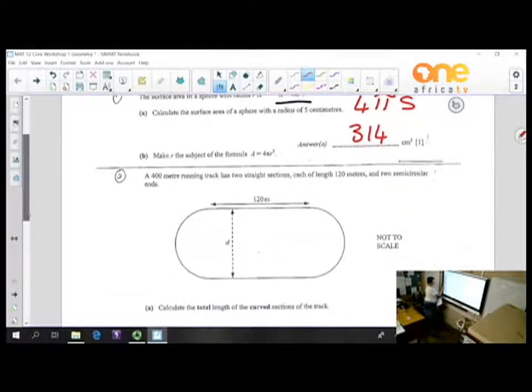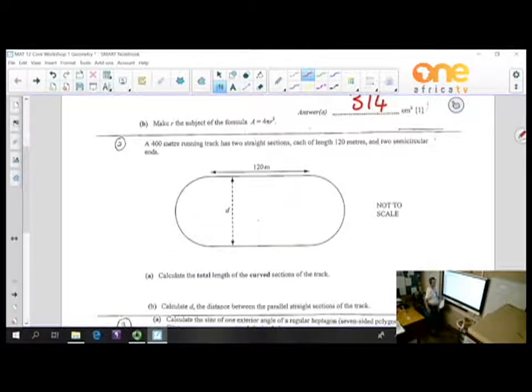The second one is actually algebra, where we have to change the formula, but this is why we are doing it. And R must now become the subject of this formula. So to have R alone here, I'm going to divide by 4 pi, which is equal to R squared. And then in a second step, to get rid of the square, I root it, which is the opposite operation.